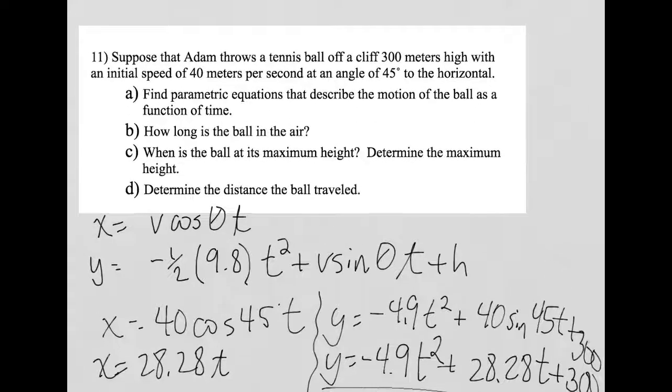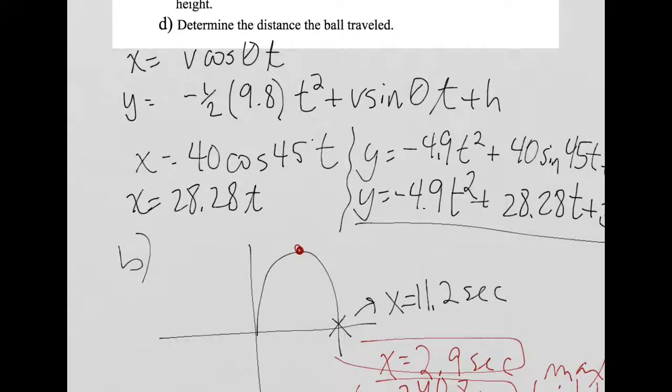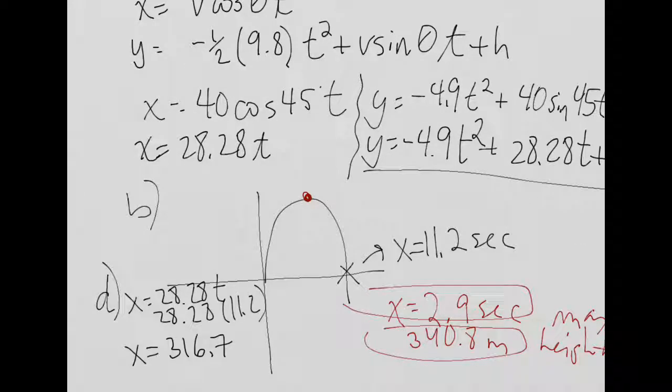That was part C. Determine the distance the ball traveled. Well, I need to use the equation that I developed from the beginning, which was that x equation. And what time do I need to plug in for the t? Well, that's when it hits the ground, the 11.2 seconds. So I need to replace in my x equals 28.28 t, replace the t with 11.2 seconds. And I get it to be 316.7 meters, the total distance the ball traveled. And then part C was the max height over here.